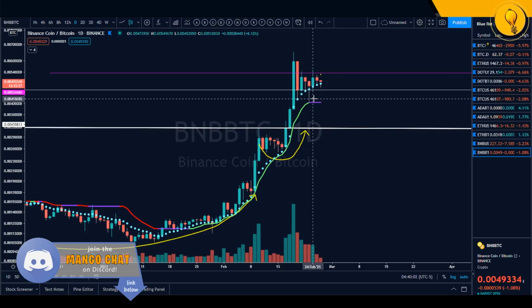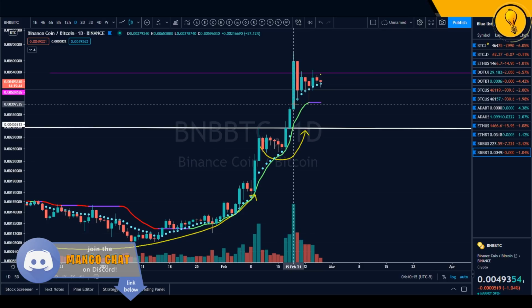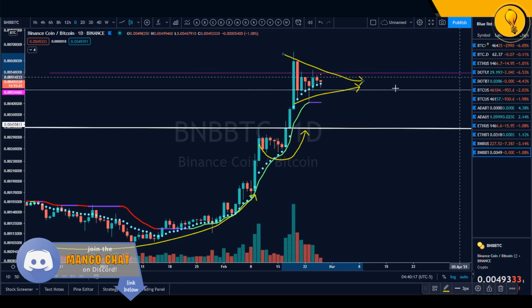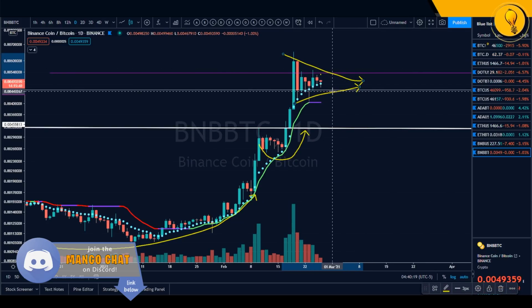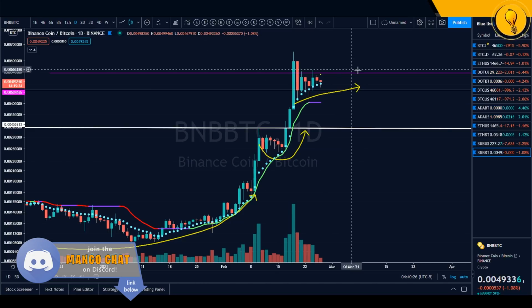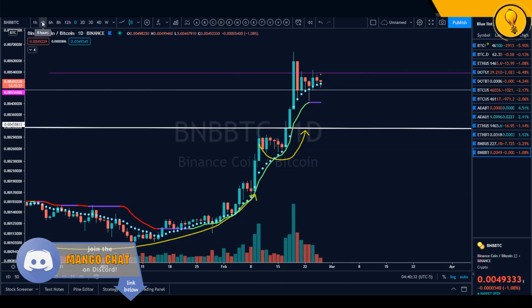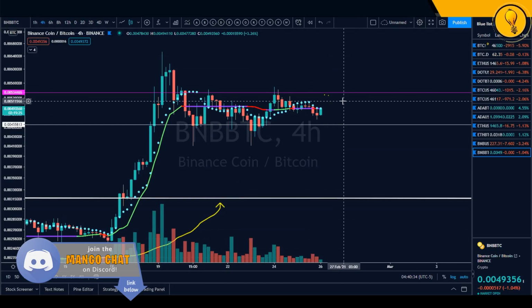Okay, so as long as we're maintaining this wick low as the low, I think BNB BTC could very well see some level of bullish consolidation being put in here. Okay, possibly a symmetrical triangle, but we'll have to wait for more information on the chart to actually come to that conclusion. But so far the structure is looking symmetrical triangle-ish, if that's even a thing.